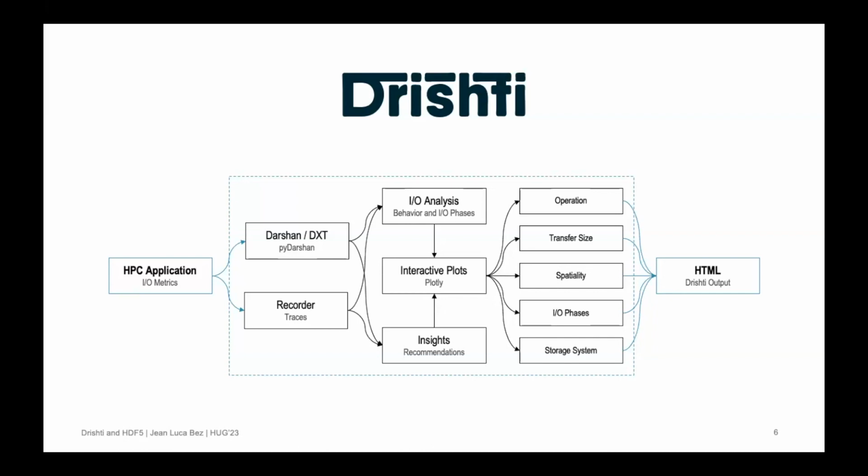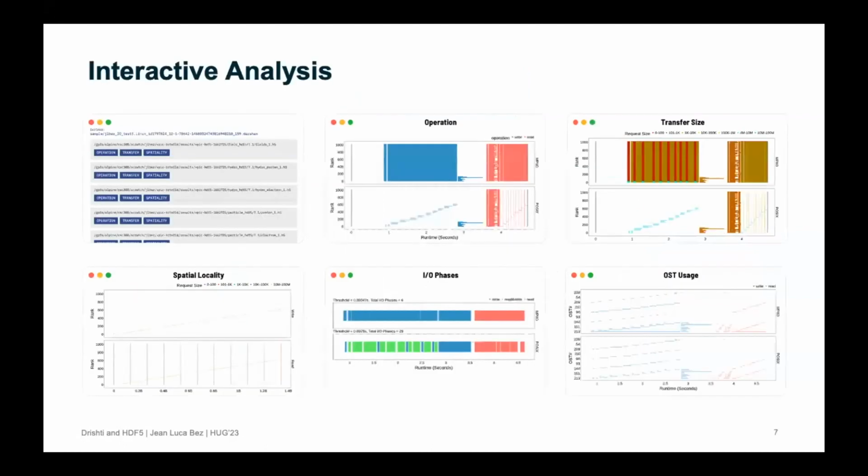And then we combine all of this information into those interactive plots that can focus specifically on operations, on transfer size, on the spatiality, so how those requests are distributed in the file, in the IO phases. So let's consider an IO phase here, a specific period of time where the application is doing some requests, either with the same size, same spatiality, same number of files throughout, and how that repeats throughout its execution, and also some visualizations on the storage system side, if those metrics are available. So this is the overall idea of Drishti, which is encompassing everything from visualization to recommendations.